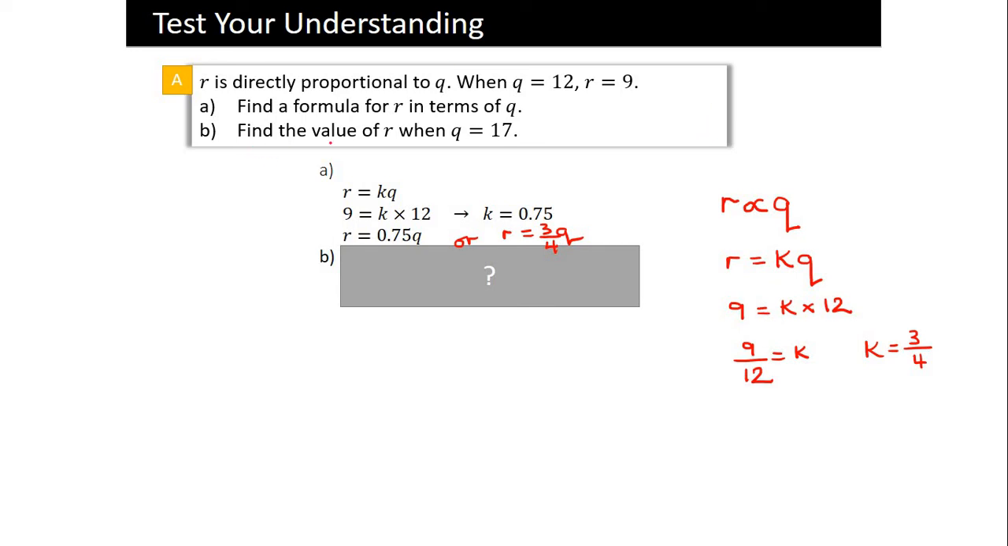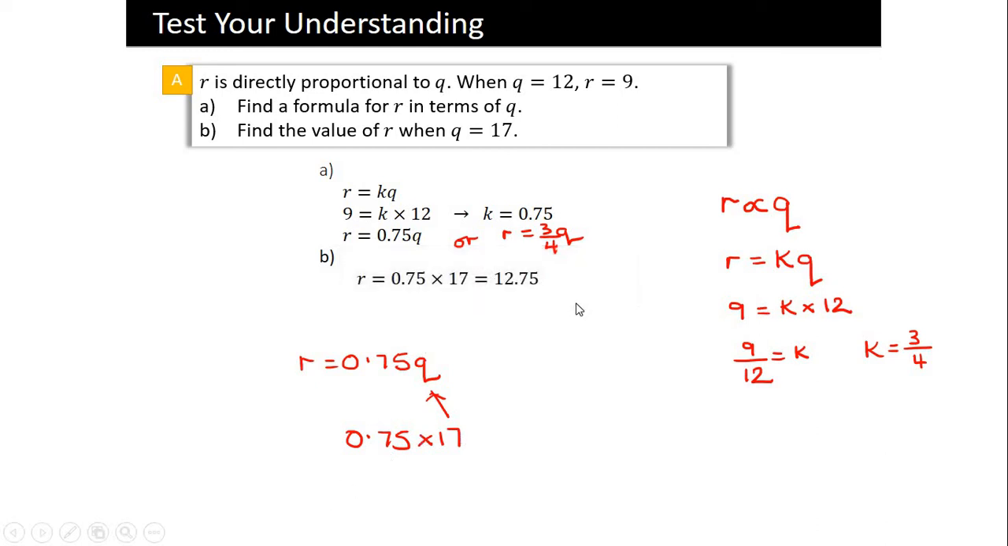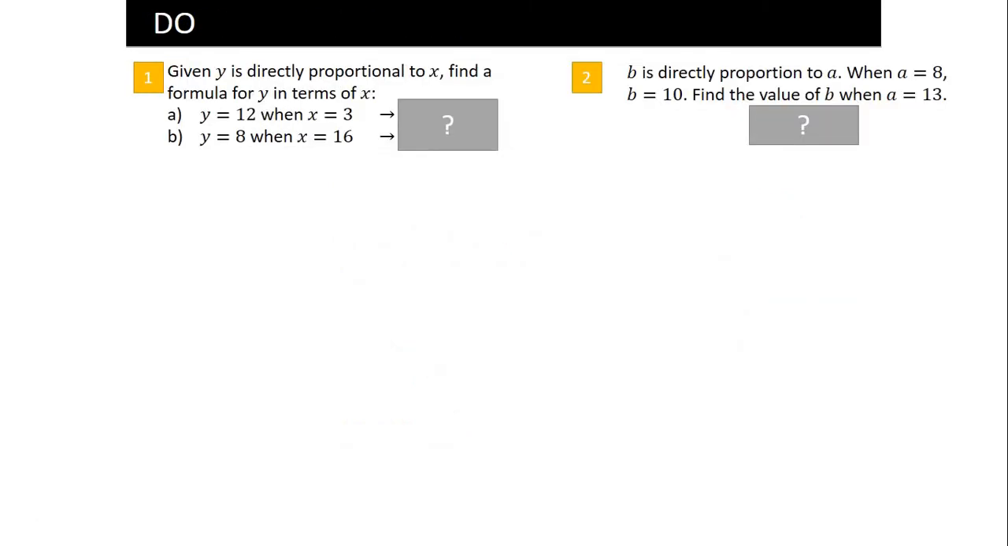Then for part B, find the value of r when q equals 17. So now take your formula and we are just going to substitute q is 17 into here. So we would get that r is equal to 12.75. Have a go at these two questions now, so exactly in the same way. So you can pause the video while you have a go.